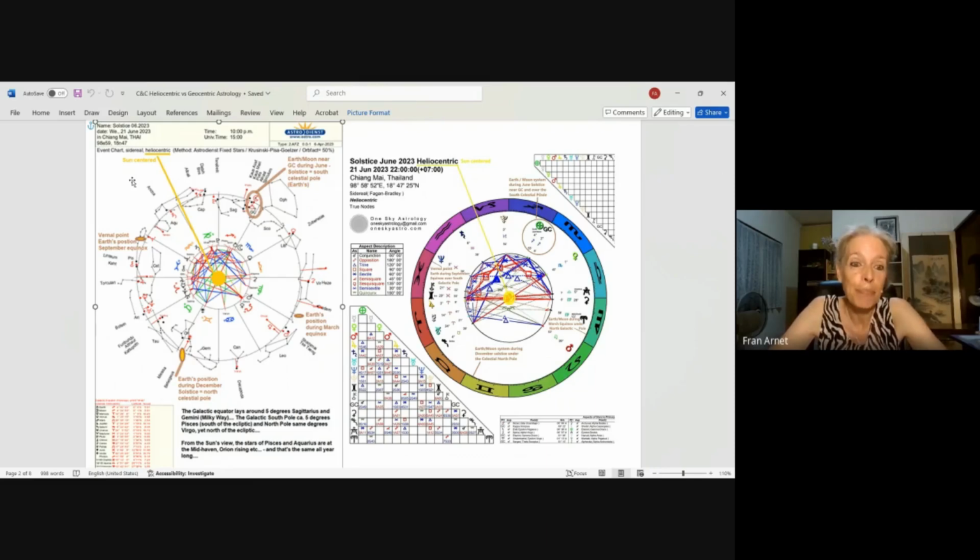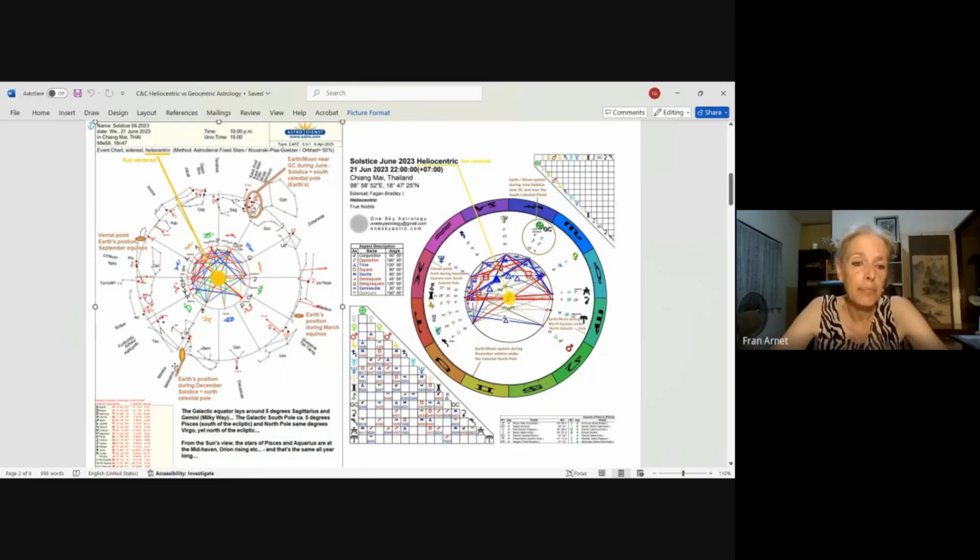With that, it puts the galactic coordinates at 5 degrees Pisces, Gemini, Virgo, and Sagittarius. You're talking about the cardinal points that are marked? Yes, the cardinal points of the galactic coordinates.